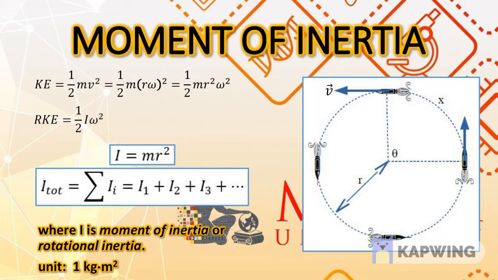Just like mass, moment of inertia is additive. That is to say, total moment of inertia is the summation of individual moments of inertia. I total is equal to I1 plus I2 plus I3. Now, please take note that I is equal to mr squared. This equation of moment of inertia is applicable only for an object that is moving in a circle of radius r.